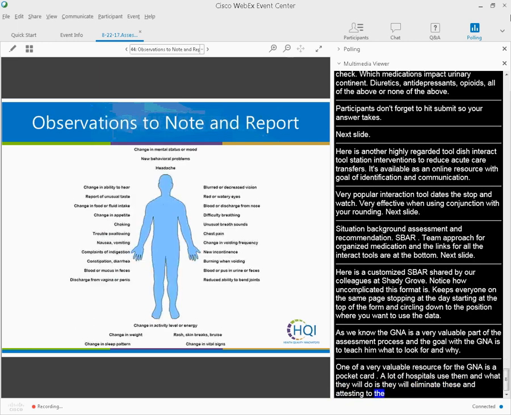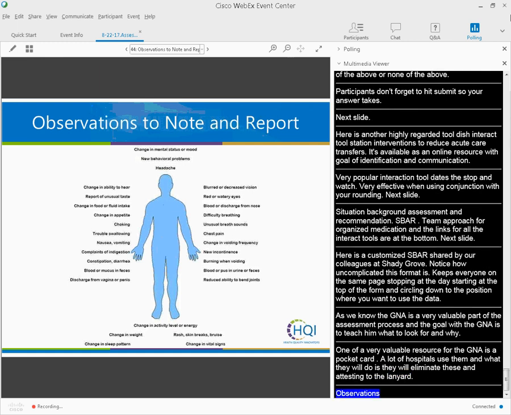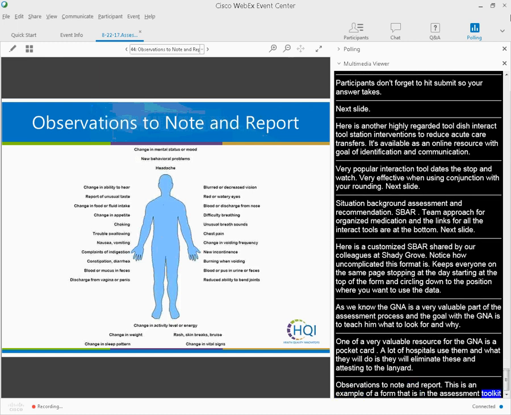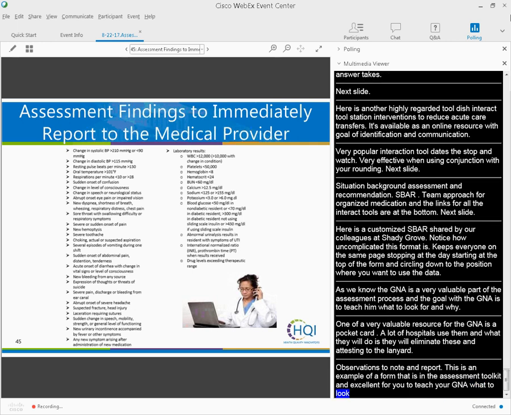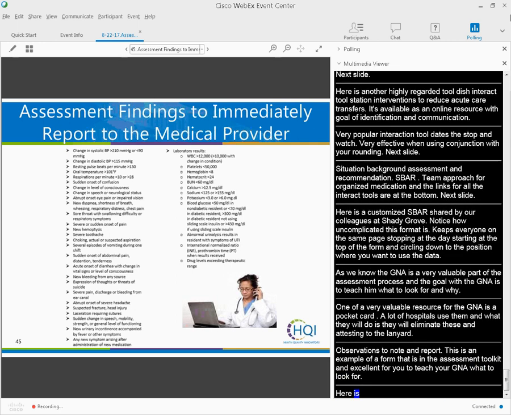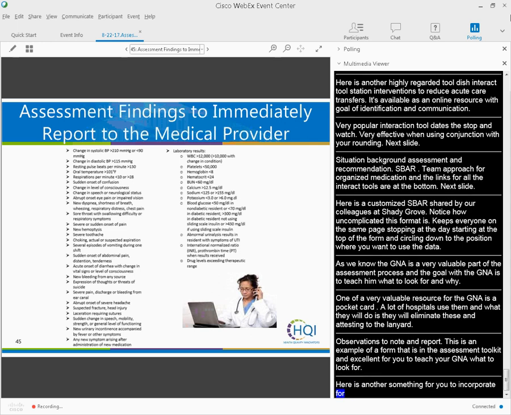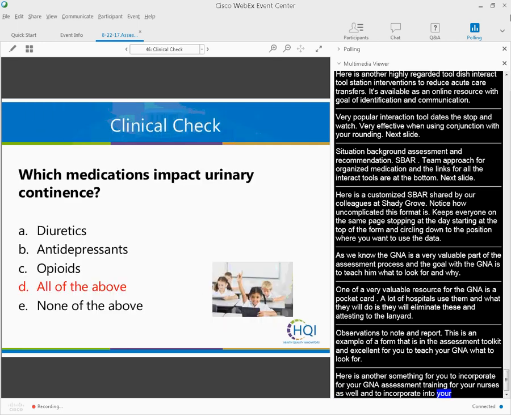Observations to note and report. This is an example of a form that's in the assessment toolkit, and excellent for you to teach your GNAs what to look for. Next slide, please. Here's another something for you to incorporate for your GNA assessment training, for your nurses as well, and to incorporate into your screen. Findings to immediately report to the medical provider. Next slide, please.